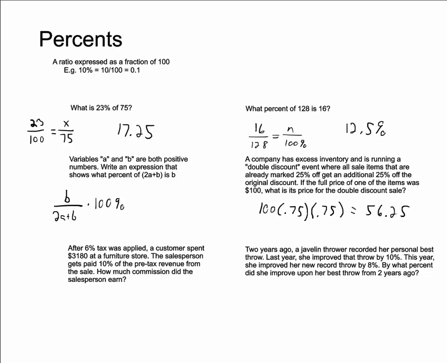After 6% tax was applied, a customer spent $3,180 at a furniture store. The salesperson gets paid 10% of the pre-tax revenue from the sale. How much commission did the salesperson earn?